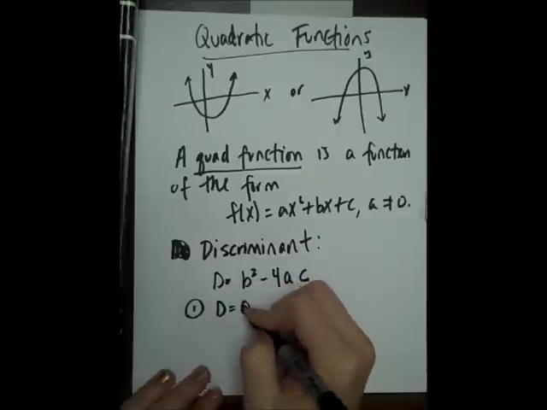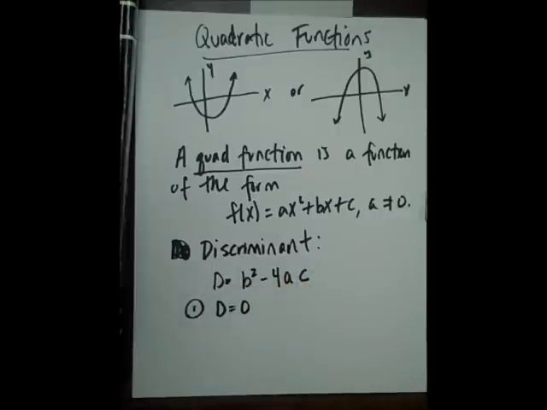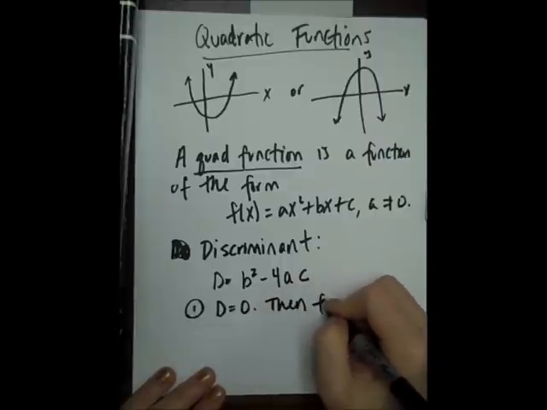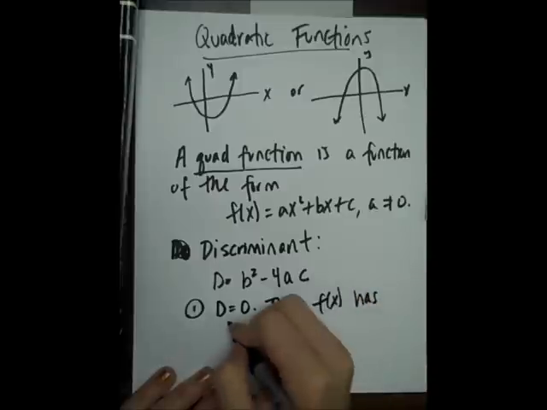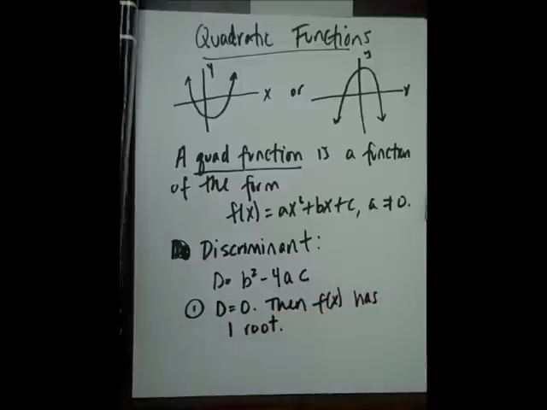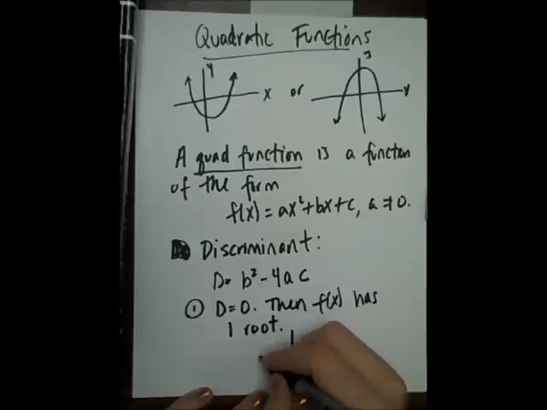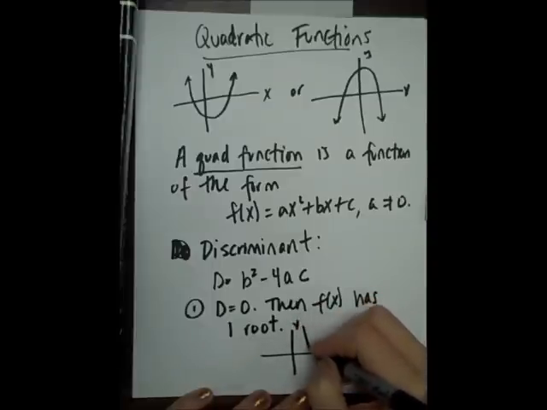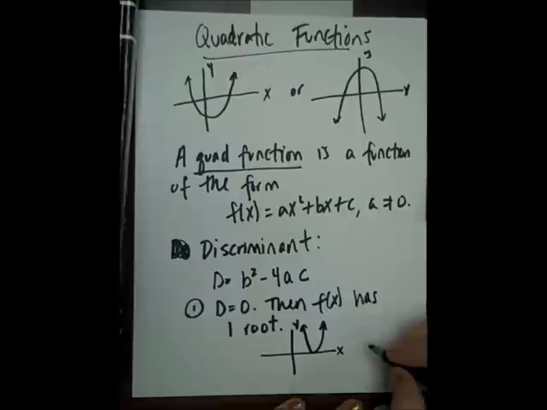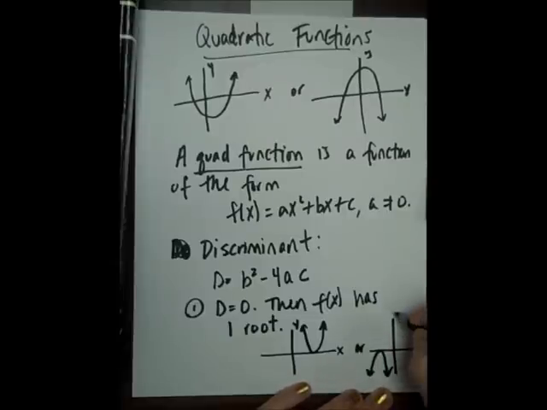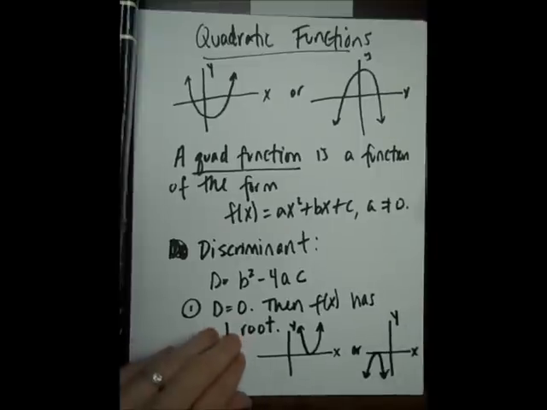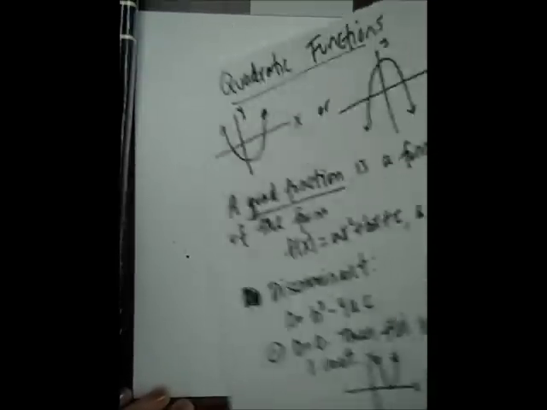Number 1, the discriminant is 0. If the discriminant is 0, then f of x has exactly one root. So remember what a root was. A root is an x value so that the function is equal to 0. So if the discriminant is equal to 0, then f of x has exactly one root. In that case, the graph is either going to be a parabola that touches the x-axis going up, or it'll be a parabola that touches the x-axis and kind of is facing downwards. So if the discriminant's 0, that tells you you have exactly one root.